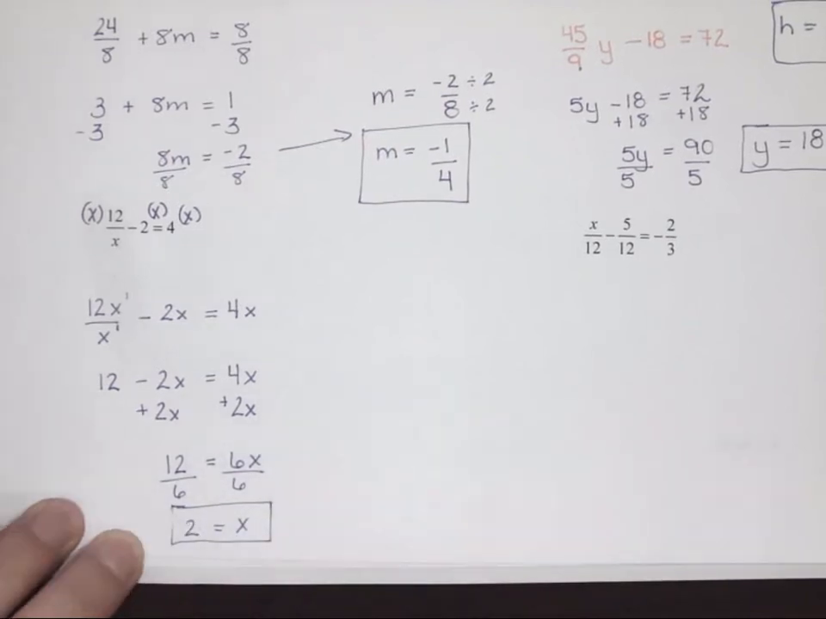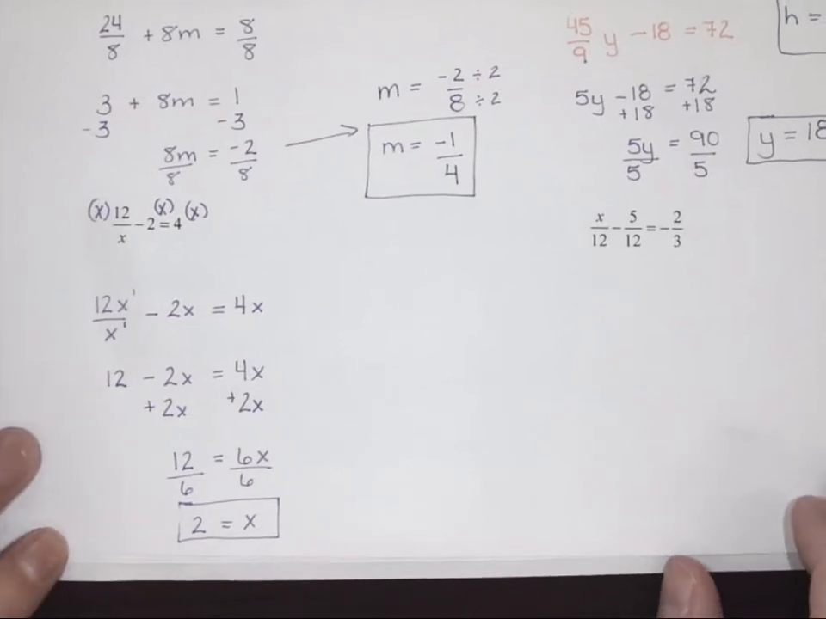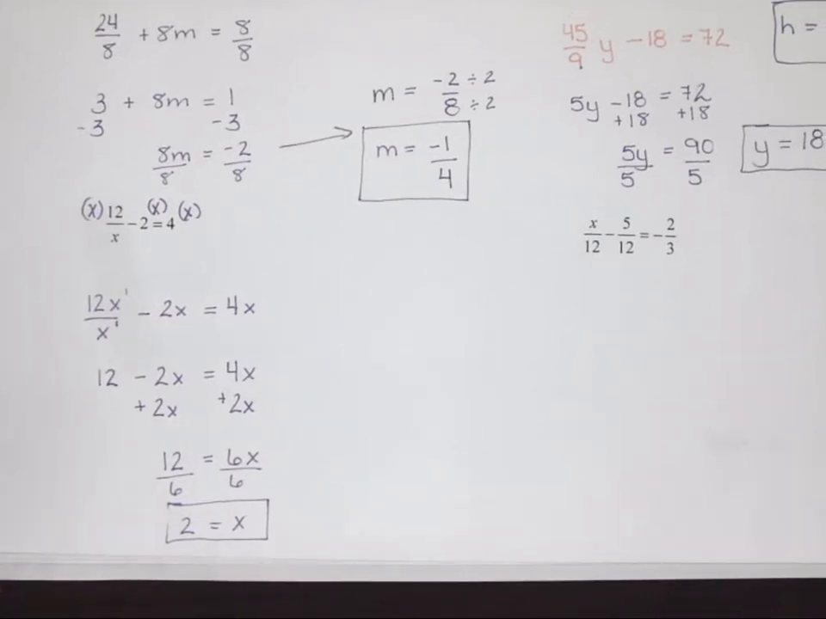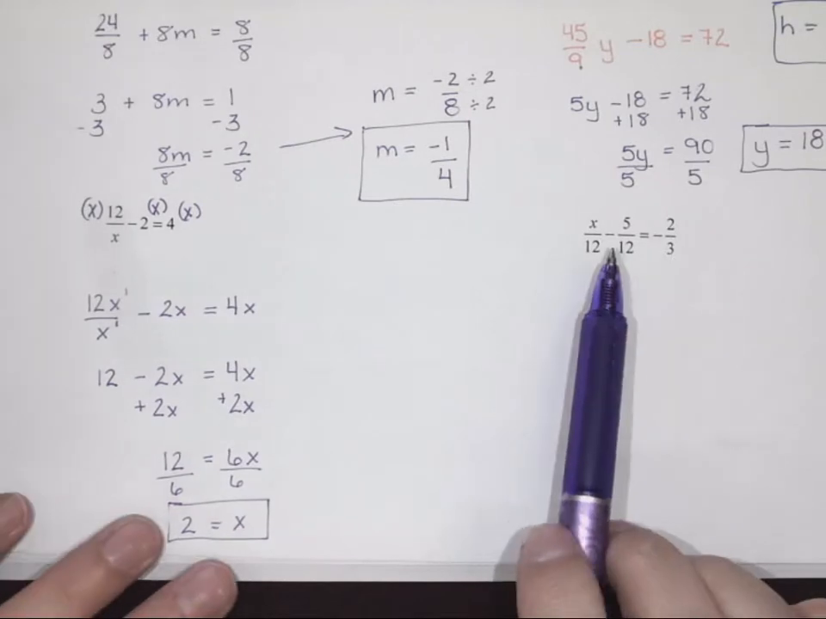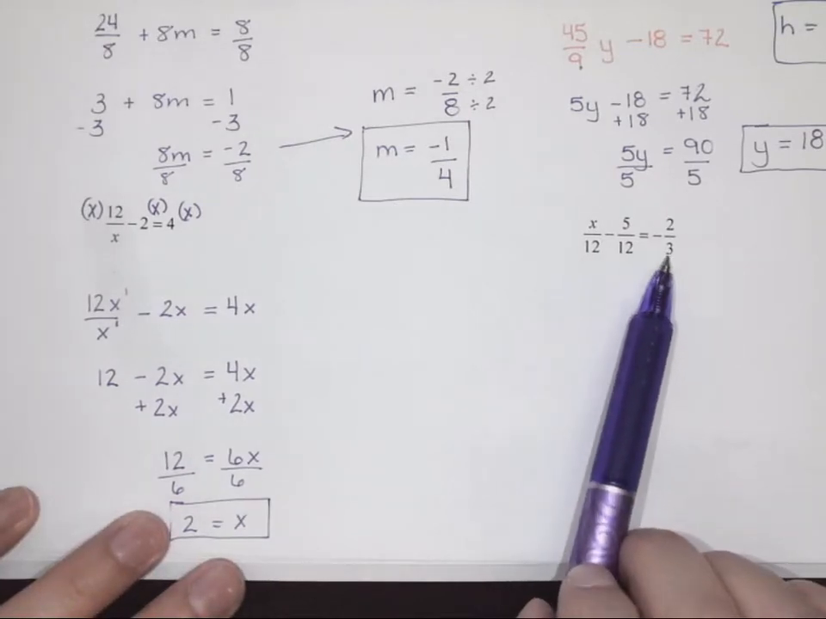And again, that worked out really nicely. So although it was weird having an x as a denominator, it's really no big deal. You just treat it exactly the same way as if it were a number. Nice and easy. Okay, so this one, when we look at the denominators, they are 12, 12, and 3.